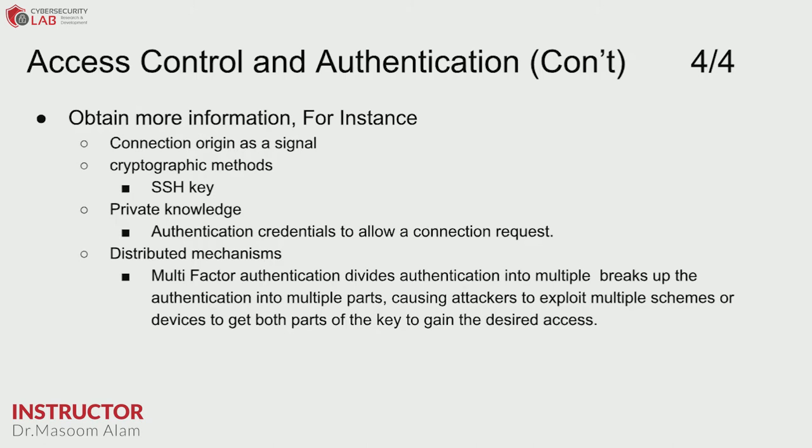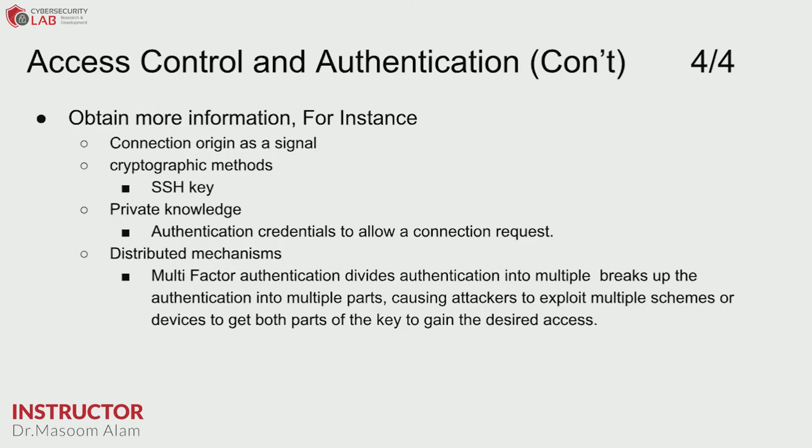Now, access control and authentication can obtain more information than, for instance, the connection origin as a signal. We also have cryptographic keys, for example the SSH key, and private knowledge. The distributed mechanism, that is multi-factor authentication, divides authentication into multiple parts. The purpose of the distributed mechanism is to make authentication as hard as possible. That's why it is called multi-factor authentication. So we have multiple parts of an authentication.